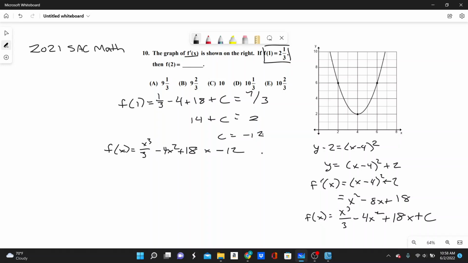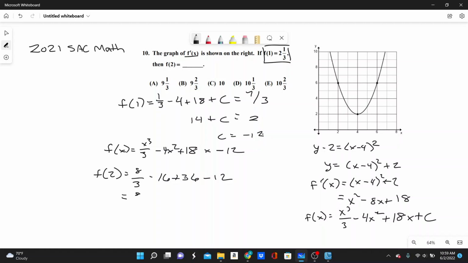And now we just have to find f of 2. So to find f of 2, we just plug in everything that we have. So 2 cubed is 8, divided by 3 is 8/3. 4x squared would be 4 times 2 squared, which is 4 times 4, which is 16. So I'll subtract 16. 2 times 18 is 36, and then subtract 12.